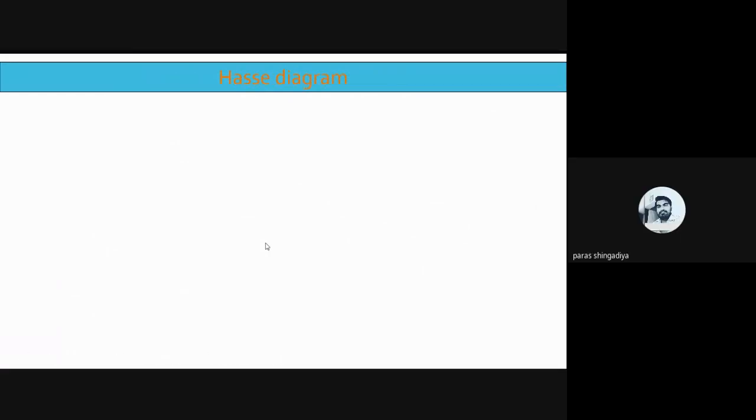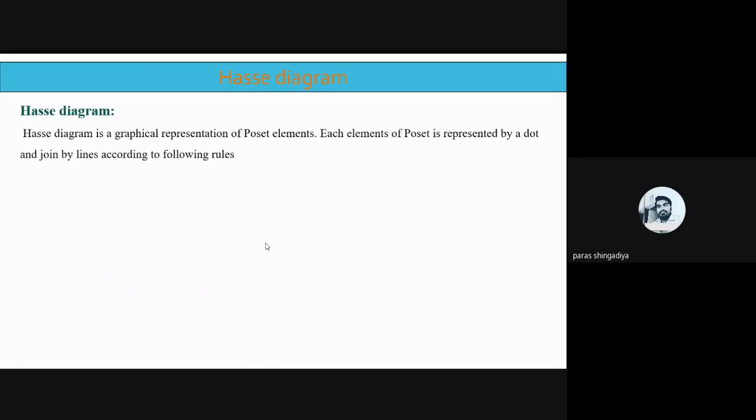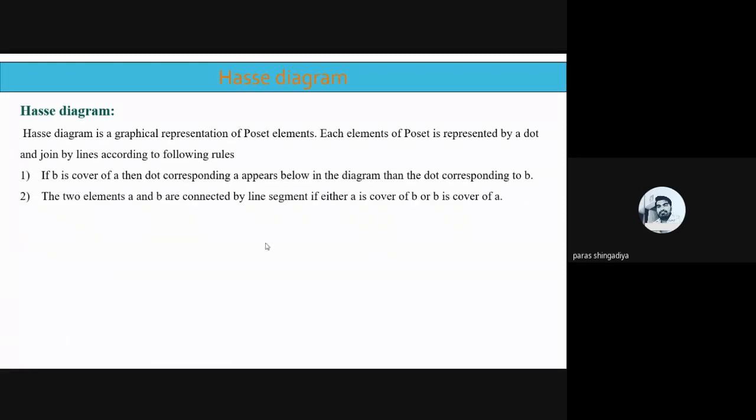Discuss the topic of Hasse diagram. In this topic, first we will define the definition of cover of the element, and based on that, we can create a Hasse diagram. Okay, so this is the definition of Hasse diagram.